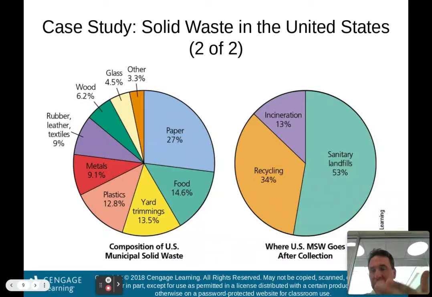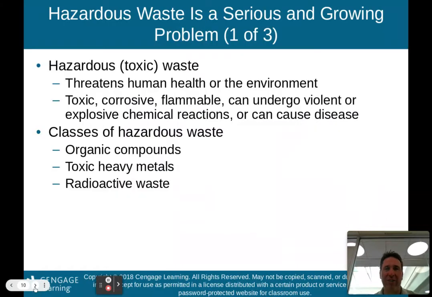Where does it go? Most in the U.S. here is 53% are going into sanitary landfills, 34% are being recycled, and we need to increase that number, and 13% is being incinerated. That means burned, but we'll talk about as we go through the chapter, again, burning your garbage. While it may get rid of the garbage, you probably can imagine the pollution you're potentially adding to the air with that. So not necessarily the best way to go. Again, recycling is the best way to go. So I would definitely understand this chart, understand at least what the highest composition of U.S. municipal solid waste is. Again, paper, food, kind of your main ones here. And then again, understand where it's going after it is collected.